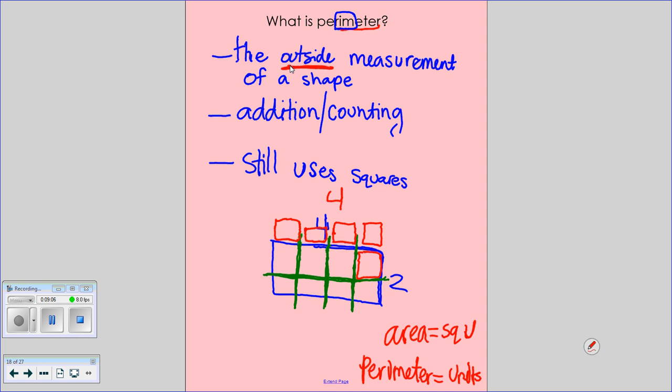Alright, well let's do the 2. Do I have any spaces to put my squares? Yes. Where? How many squares am I going to fit over here? 2. 1 here. And 1 here.